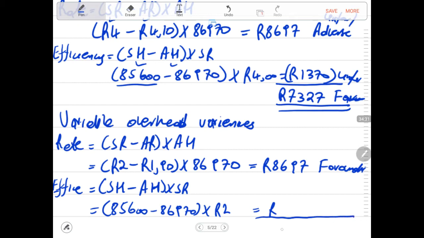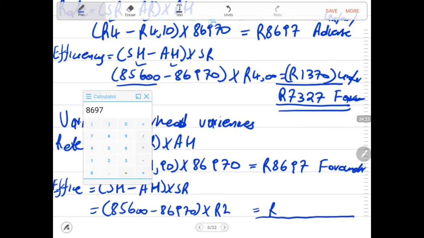Then the total will be the last variance as my page is ending. So now we have 85,600 minus 86,970 times by 2. This gives us 2,740, and this is unfavorable. If the labor efficiency is unfavorable, the overhead efficiency will always be unfavorable.